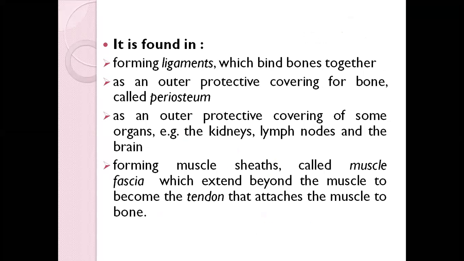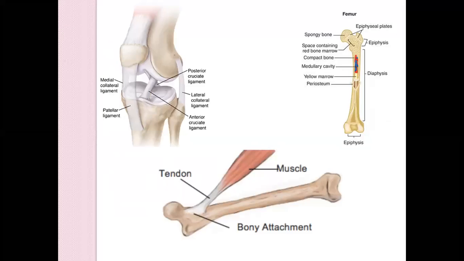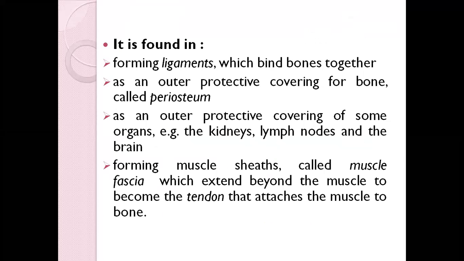Then it is also found as an outer protective covering for the bones called the periosteum. If you can see from the second diagram, where we have a small bone, the outer covering of the bone is called the periosteum. So in this type also we usually find fibrous tissue. It also acts as an outer protective covering of some organs like the kidneys, the lymph nodes, and the brain.